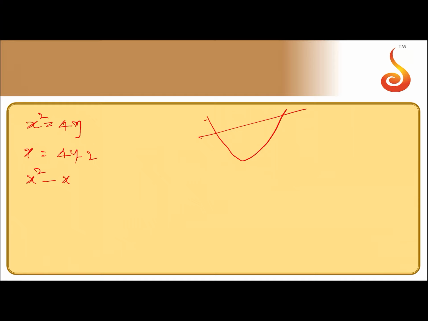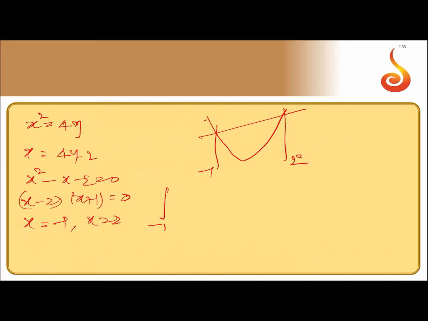X square minus x minus 2 equals 0. So therefore x minus 2 multiplied by x plus 1 equals 0, and therefore x equals minus 1, x equals plus 2. So x goes from minus 1 to 2. So area is given by, from minus 1 to 2, area under the straight line minus area under the curve. The straight line is given by x equals 4y minus 2, which means x plus 2 by 4 is equal to y, and therefore x plus 2 divided by 4 minus the curve.